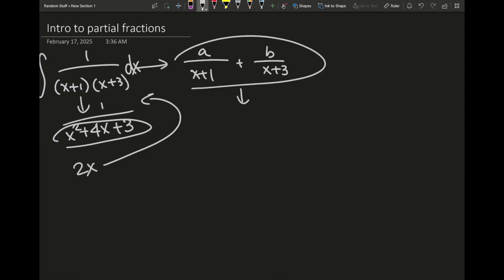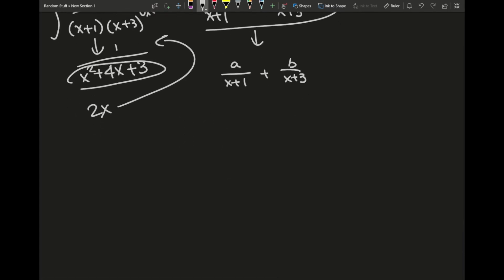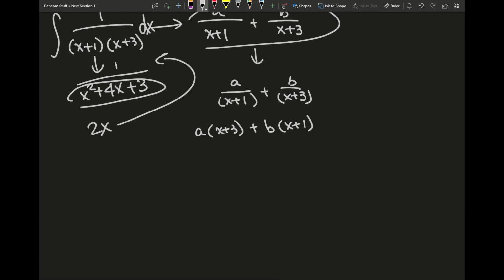So let's figure out this problem. A over (x plus 1) plus B over (x plus 3). We want the top to equal 1. When we're adding these, we usually multiply the top and bottom of each, so this is equal to A(x plus 3) plus B(x plus 1). We're only looking at the numerator in this case. The numerator has to equal 1. So if we expand this out, Ax plus 3A plus Bx plus B equals 1.